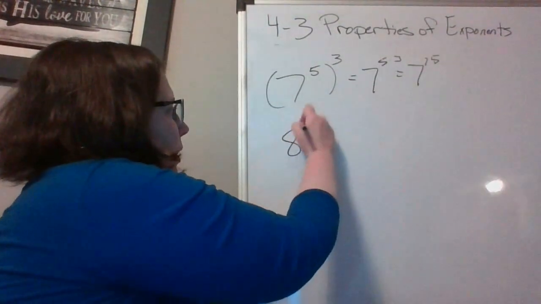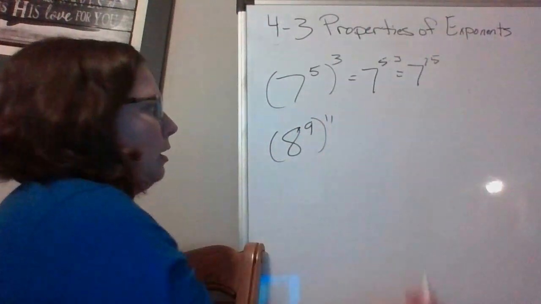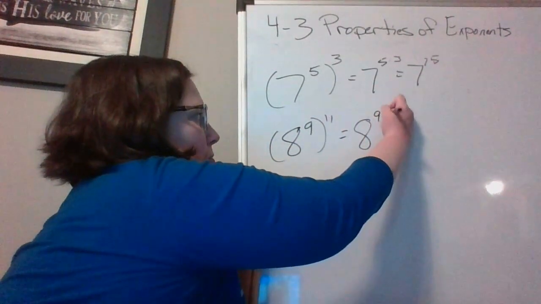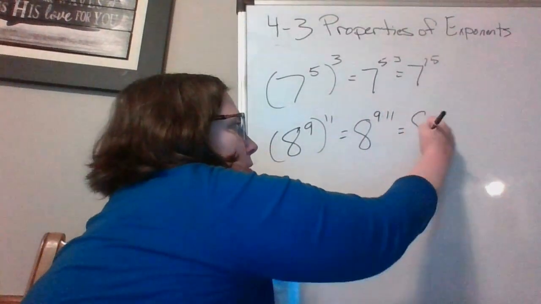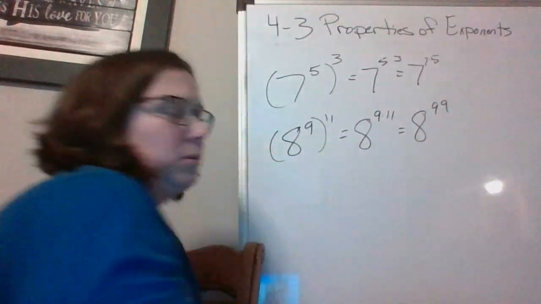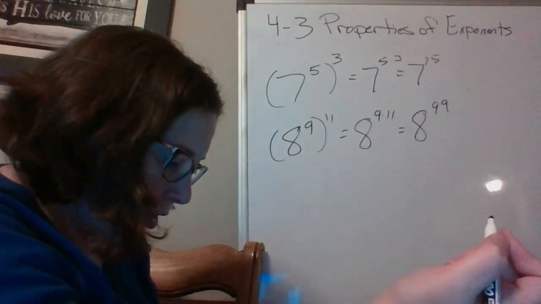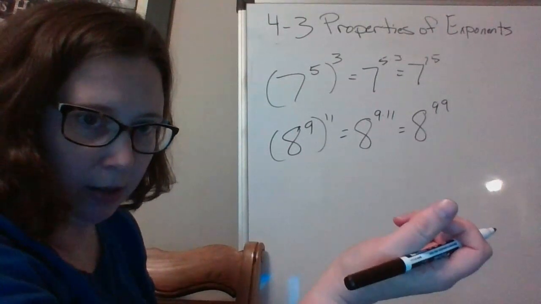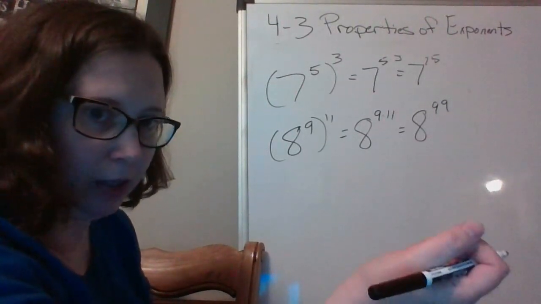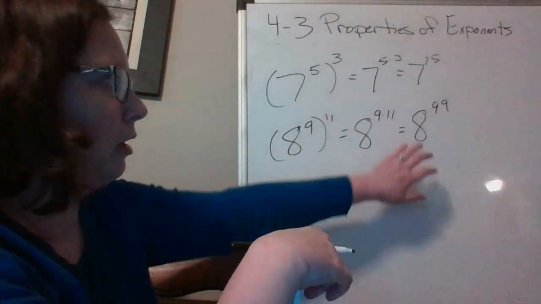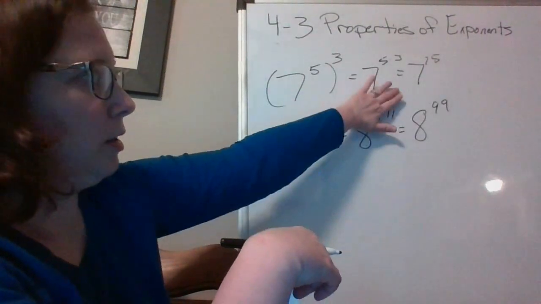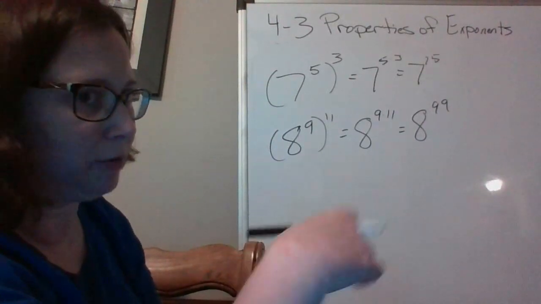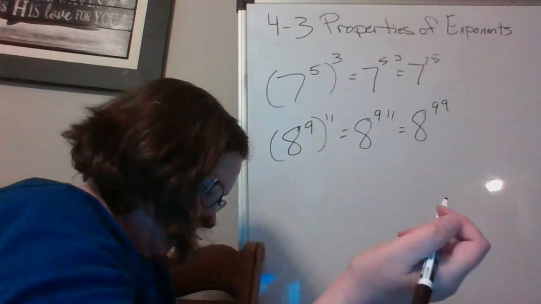Next up, we have 8 to the 9th taken to the 11th power. So you are going to have your base be 8, multiply your two exponents, and you get 8 to the 99th power. Again, we do not have to then multiply 99 eighths. I wouldn't ask you to do that. All you need to do for your answers on these is put the answer in exponential form. You do not have to get a standard form answer.